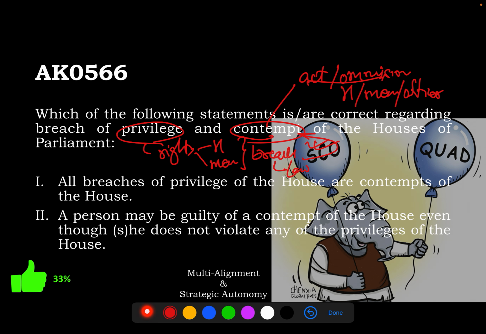So, in that background, all breaches of privileges are contempts of house. That is correct. However, a person may be guilty of a contempt even though he does not violate any of the privileges of the house. That is also correct. So, both are correct statements.